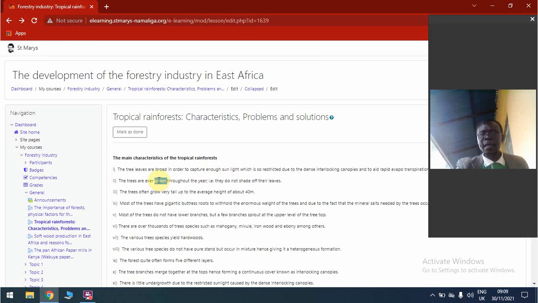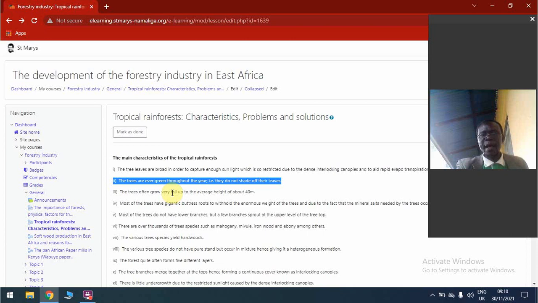Then secondly, the trees of the tropical rainforests are evergreen throughout the year. They do not shed off their leaves. Why? Because the rain continues throughout the year. There is no season when there is no rainfall. So there are no seasons in the tropical rainforest areas. Rainfall is there from January to January. So there is no need for the trees to shed off their leaves, unlike in the savanna type of vegetation.